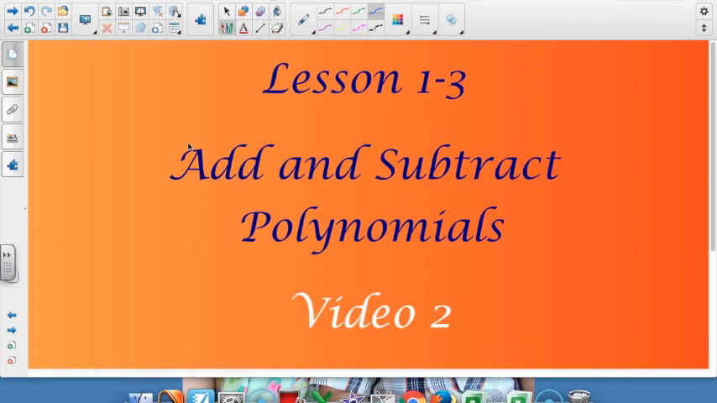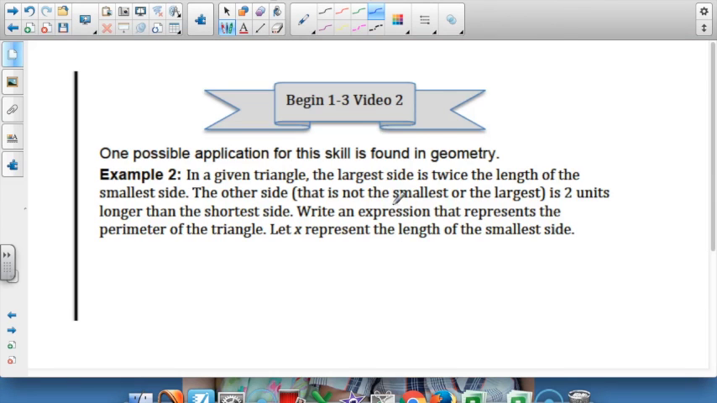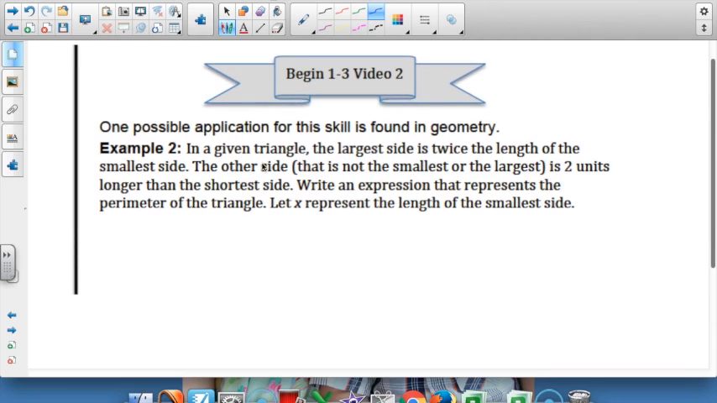In video 2, we are still going to be looking at adding, but this time we're going to look at some applications. This is actually something you see in geometry, but you'll find that a lot of mathematics are closely married. Technically it's geometry because we're dealing with shapes, but we're going to use some algebraic concepts. So this problem, don't be scared of all the words, it's not that bad.